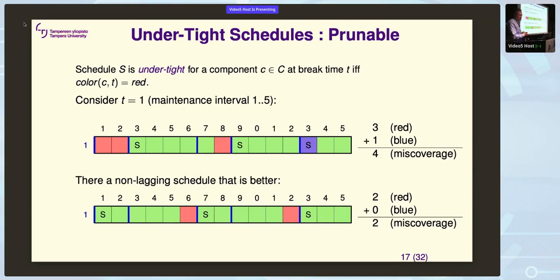Then there is undertimed schedule. And in this case, consider the time moment 1. And again, the maintenance interval is 5 time units. And let me try to get to the flow and remember what this thing was.